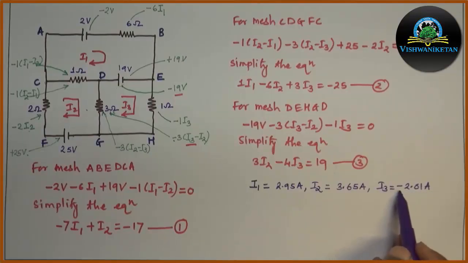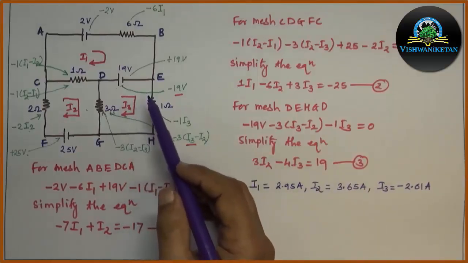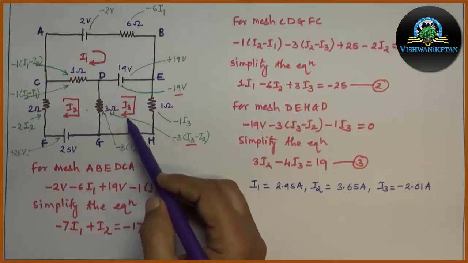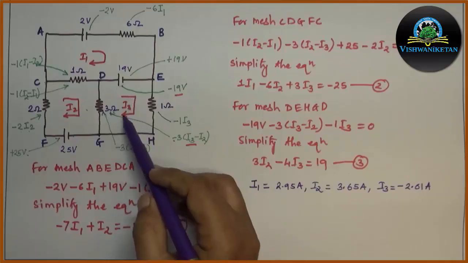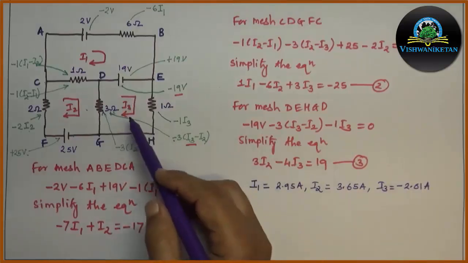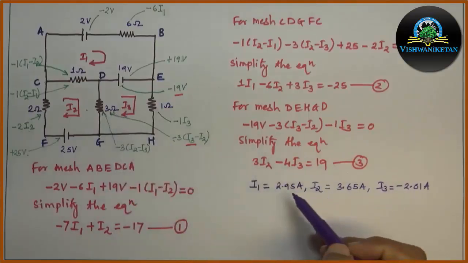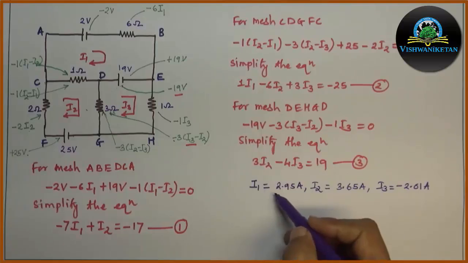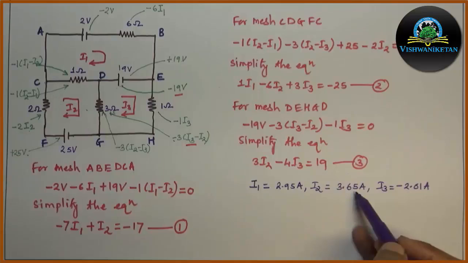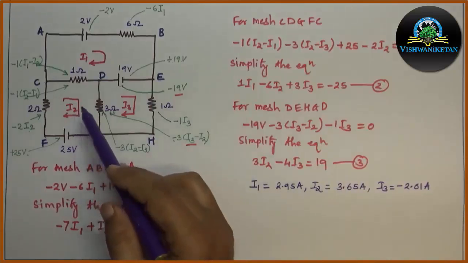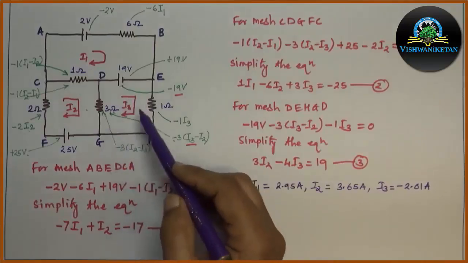Now this negative sign of I3 indicates the assumed direction of I3 should be opposite. That is, I3 should flow in the anti-clockwise direction in the actual case, whereas the assumed direction of I3 is clockwise. So immediately after the answer, we can conclude about the directions of all currents. I1 value is positive, so the assumed direction is correct. I2 answer is positive, so the assumed direction of I2 is also correct. And I3 is negative, so the assumed direction of I3 should actually be reversed.